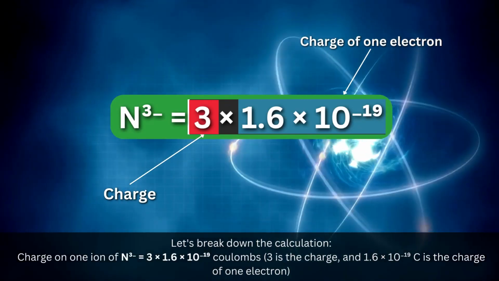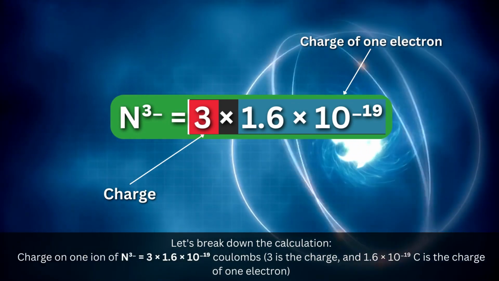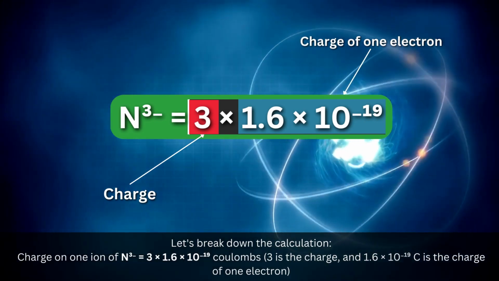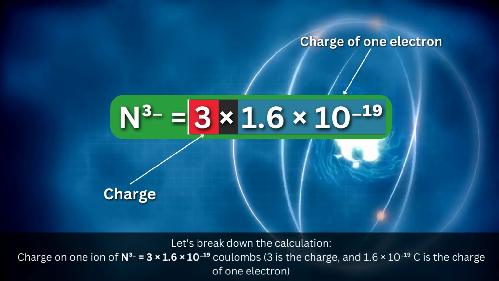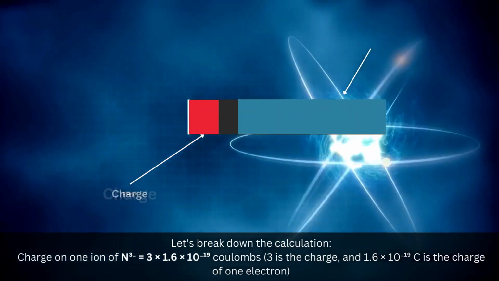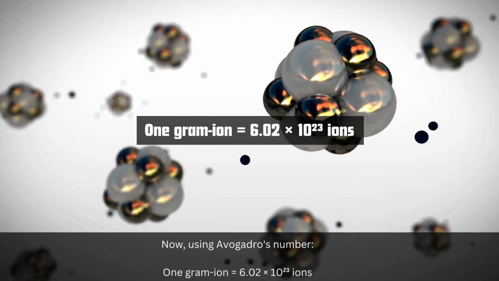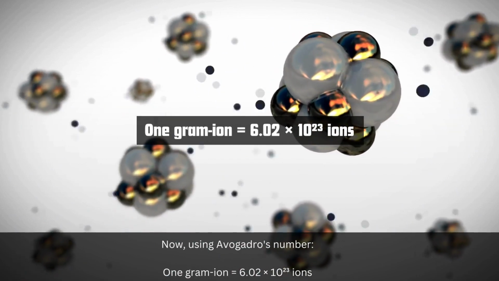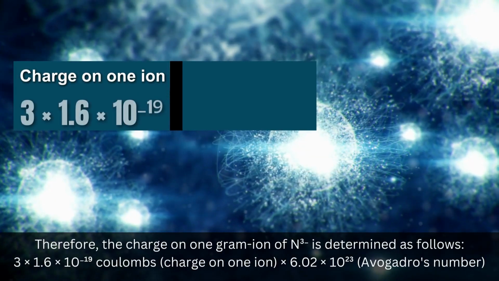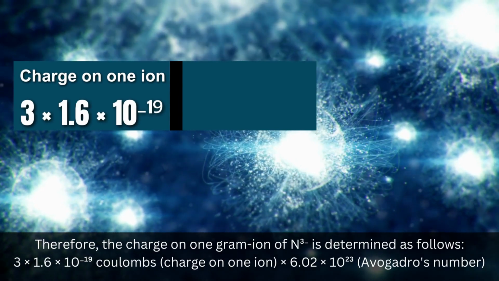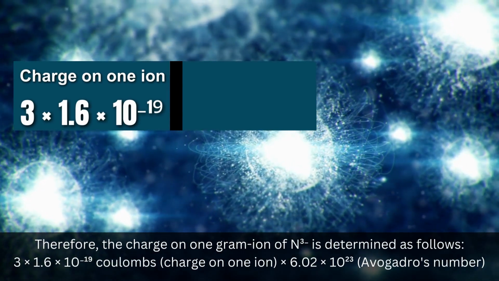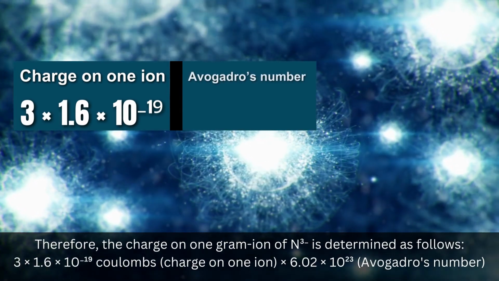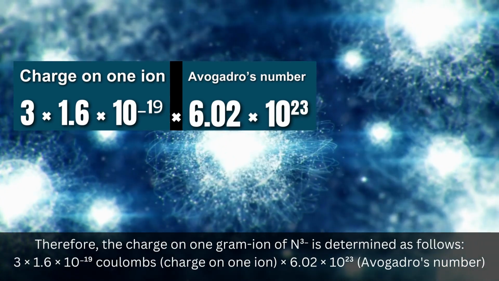The charge on one ion of N³- is approximately 3 times 1.6 times 10 to the power of minus 19 coulombs. 3 is the charge, and 1.6 times 10 to the power of minus 19 C is the charge of one electron. Now, using Avogadro's number, 1 gram ion equals approximately 6.02 times 10 to the power of 23 ions. Therefore, the charge on 1 gram ion of N³- is determined as follows. Approximately 3 times 1.6 times 10 to the power of minus 19 coulombs charge on one ion times approximately 6.02 times 10 to the power of 23.